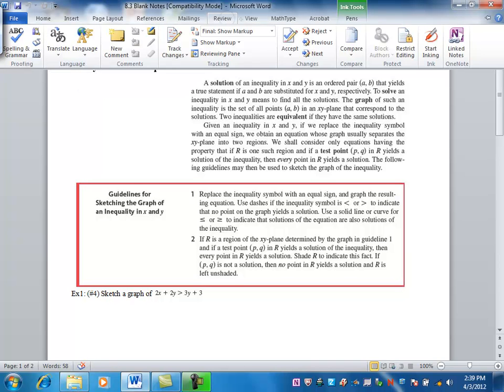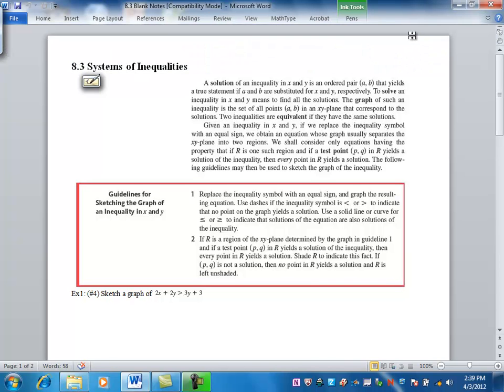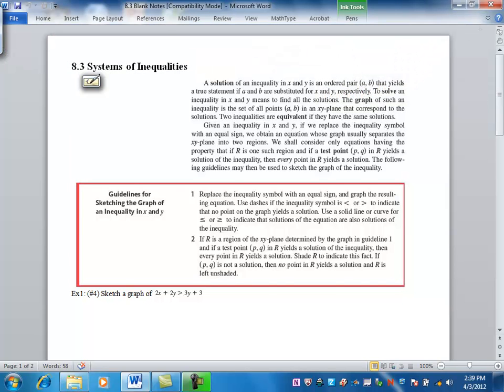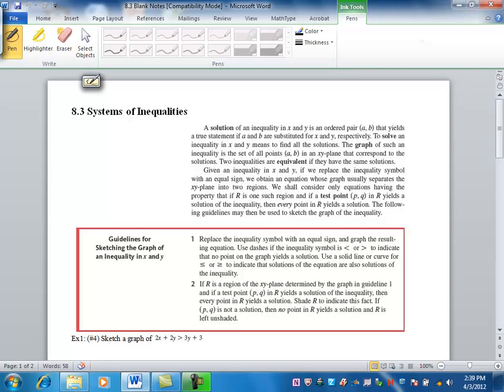Now what you're going to find as we look for these solutions, it's not just going to be a point or even a set of points here. It's going to be an entire region. And so we're going to take a look at that here as I adjust my pen.